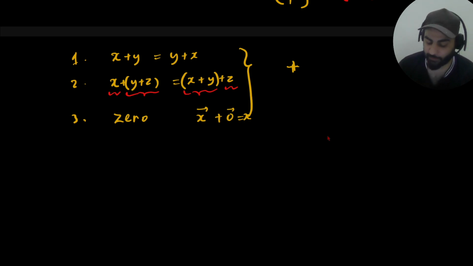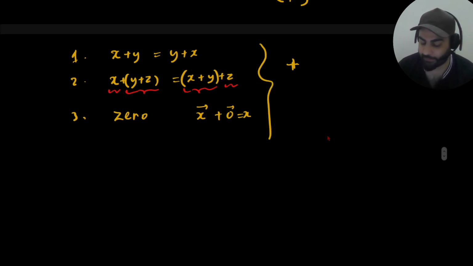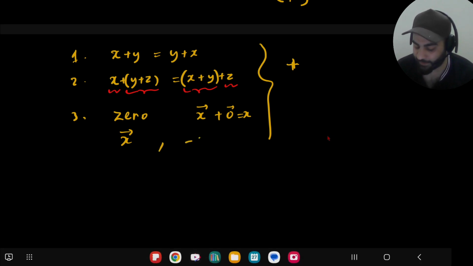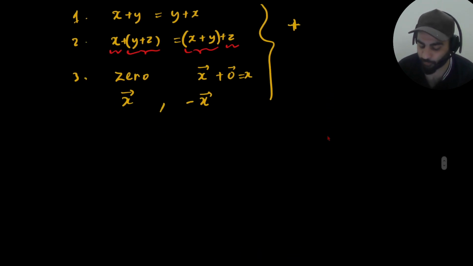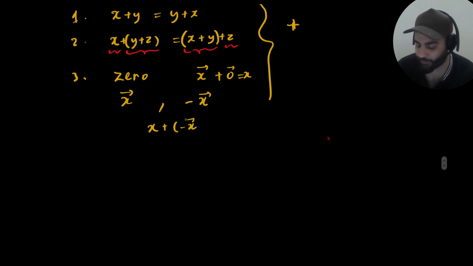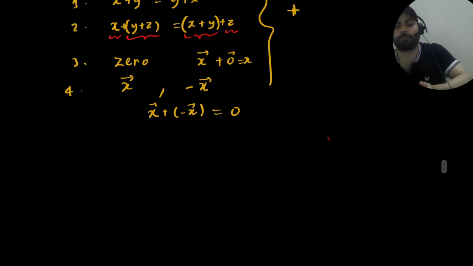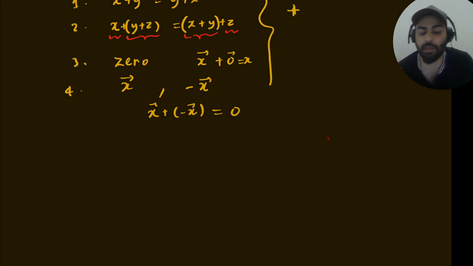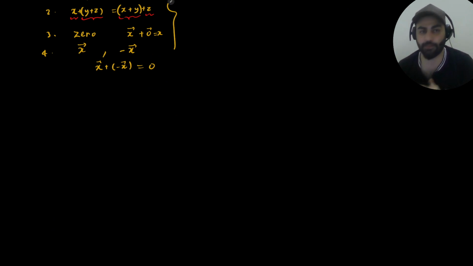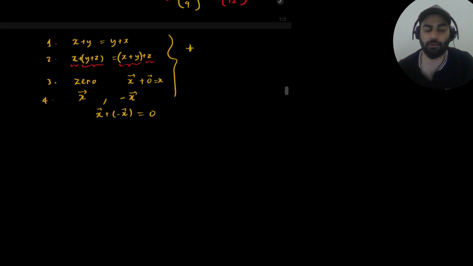And one more property we should have with this addition is that there should be an inverse. What is the meaning of inverse? If there is a vector x, then there should be an inverse of it, minus x. If we add them together, x plus minus x, they should give us the zero vector. This is the fourth property: there should be a unique vector which we call the inverse. So if we add them together, it should give us the zero vector.